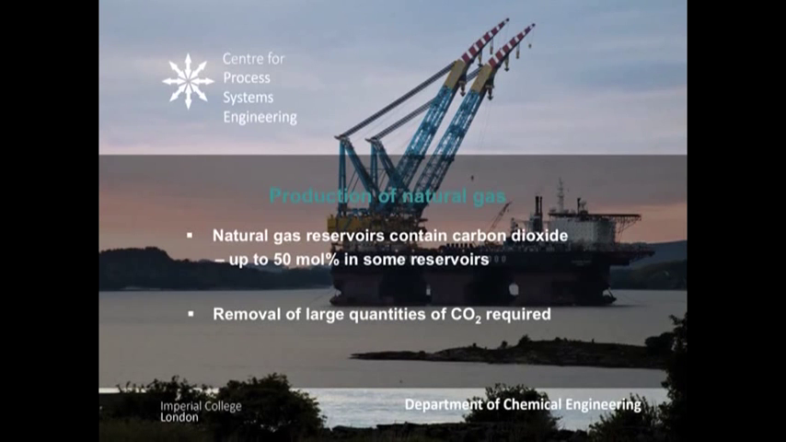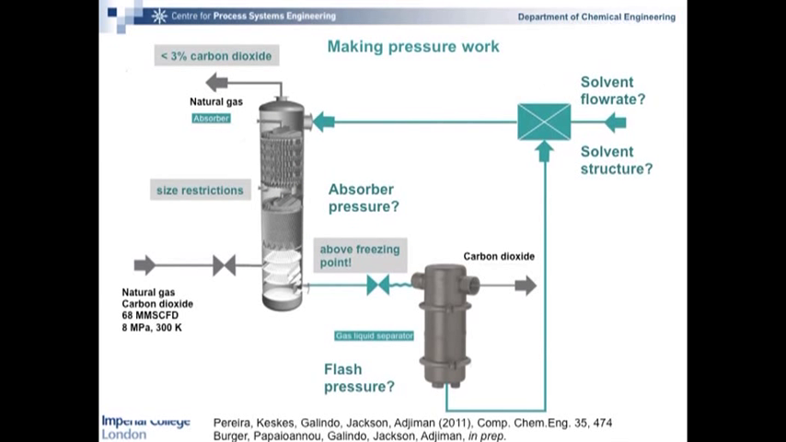And the first is the production of natural gas. Increasingly, as we try to exploit gas fields, we find that they contain a high proportion of CO2, up to 50 mole% in some reservoirs. And in order to make economic sense of digging this gas out of the ground, we need to make sure that we can remove this large amount of CO2 economically. Okay, so here is a process that we might use to do this.